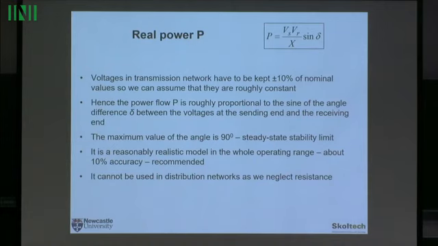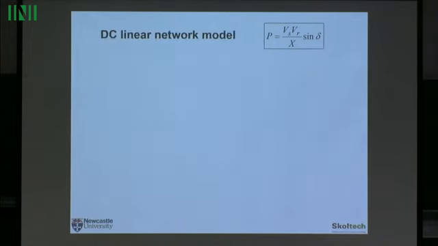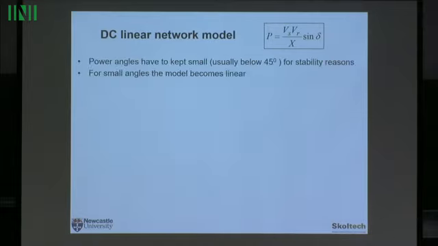And remember, we cannot use it in distribution networks because we forgot about resistance. So that model is only valid at the transmission level, high voltage level. It's not valid at the distribution level. And of course, because it's angle sine, we can immediately get the linear model if we assume that the angle is small. And the angle has to be small because 90 degrees is the maximum. If it goes anywhere near 90, you will lose stability, so we try to keep the angle small, below 45 degrees. So if we assume that the angles are small, we can get the linear model.